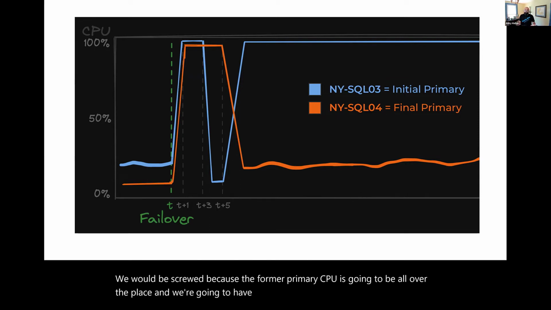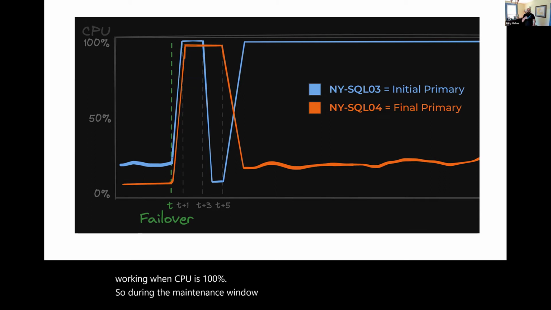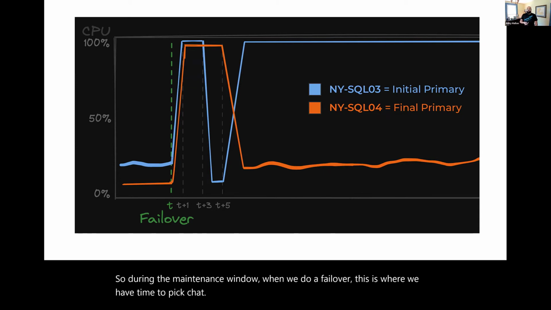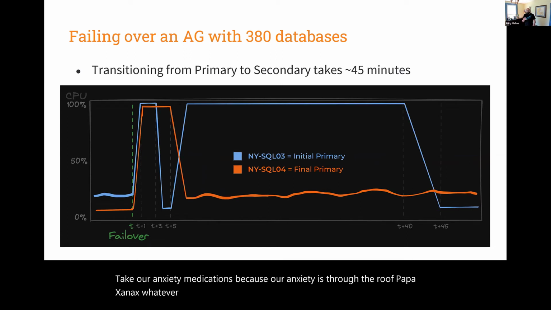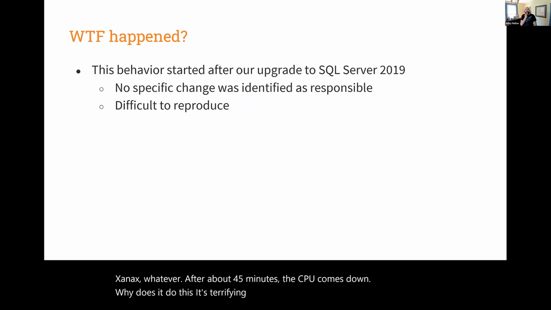We're going to have stuff not working when CPU is at 100%. So during the maintenance window, when we do a failover, this is where we have time to chit chat, take our anxiety medications because our anxiety is through the roof, pop a Xanax, whatever. After about 45 minutes, the CPU comes down. Now, why does it do this? It's terrifying to sit there and watch it.